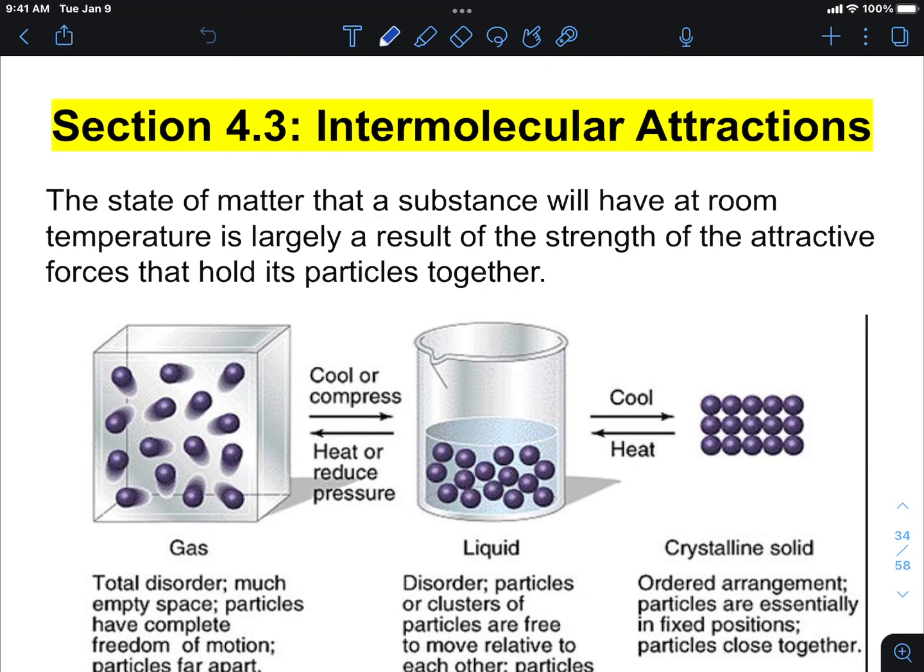All right, now that you guys know whether a molecule is polar or nonpolar, now we can talk about how that affects the way molecules interact with one another. So section 4.3 is what we call intermolecular attractions. All right, we're going to talk about the ways that molecules attract each other, if they attract each other.